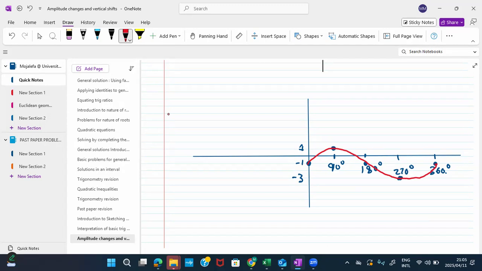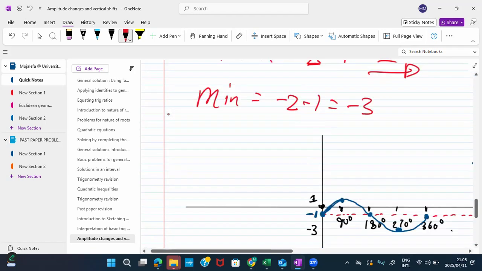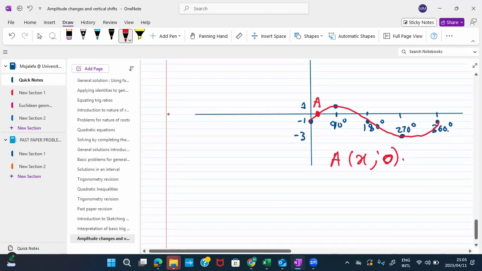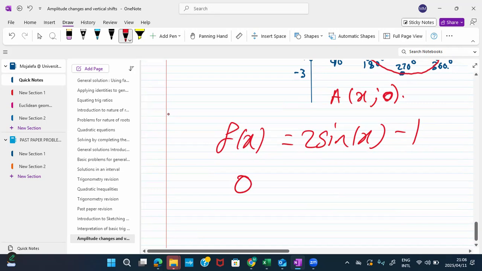An examiner can actually ask you to find, if an examiner were to label this as point A, where the graph cuts the x-axis, and say, give us the coordinates of A. You know already that A is a certain x value and 0, right? So you must just solve for the x value. You already know that the y value is 0. So remember that you have the graph f(x) = 2 sin x - 1. You already know that y is 0, right? You want to solve for x.